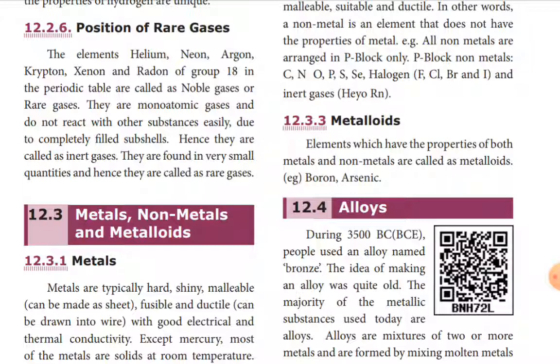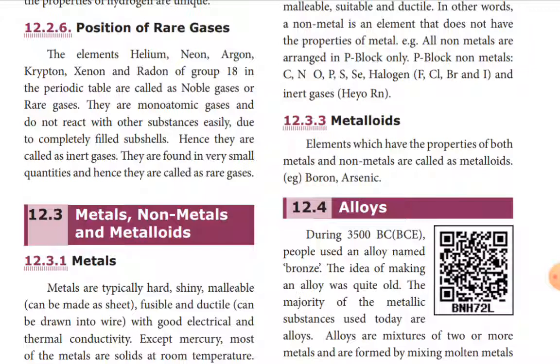These gases are monoatomic gases. They are not diatomic like chlorine and hydrogen. They are monoatomic in nature, and they do not react easily with other substances. That's why they are called inactive, inert gases. Their shells and subshells are completely filled, so they are inactive in nature. Hence they are called inert gases. They are found in very, very small quantity. That's why they are called rare gases.